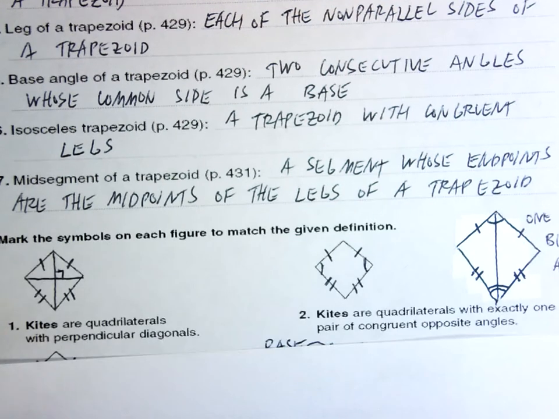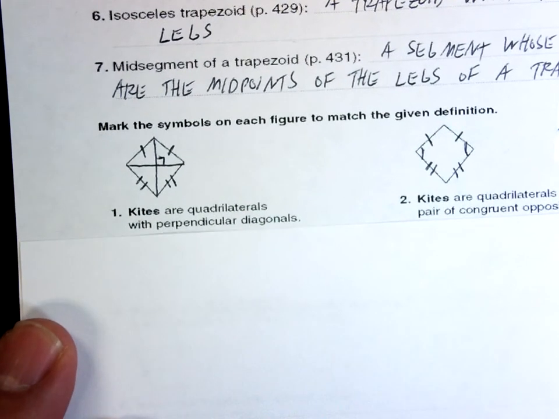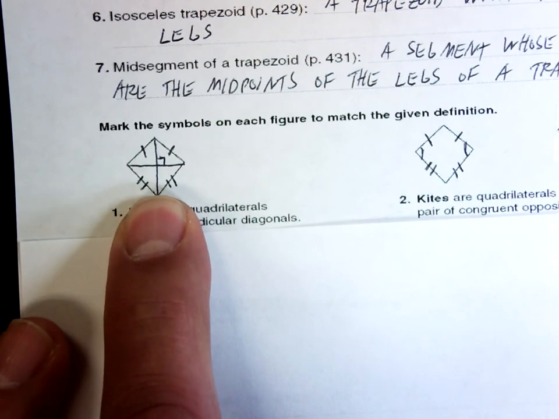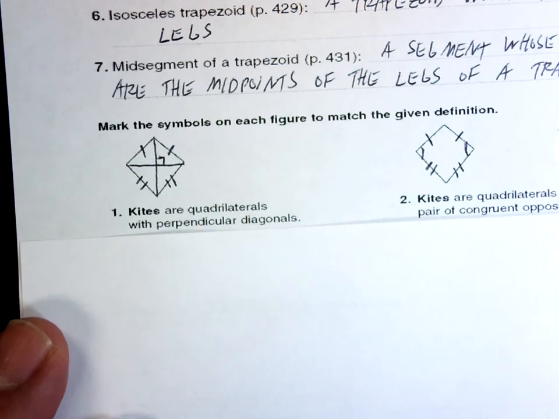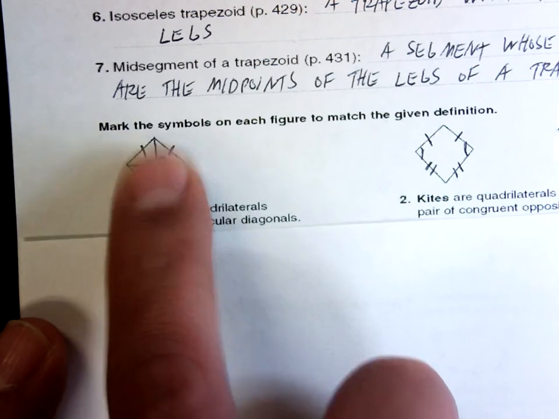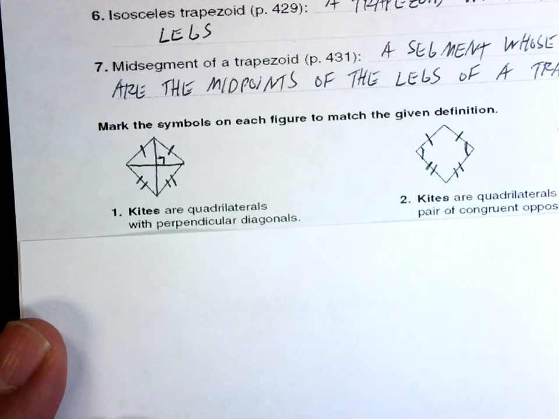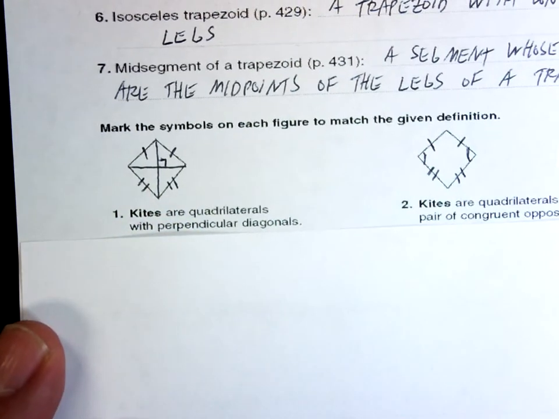Okay. First one. It says kites are quadrilaterals with perpendicular diagonals. So that's important. My kites, if I draw in the diagonals, are going to be perpendicular, always. So what does that look like? There's my little picture. There's my kite. These are my two consecutive sides, so those are congruent. Two consecutive sides, those are congruent. My diagonals are perpendicular. Again, we have to remember that. Kites have perpendicular diagonals. All right, that little piece.